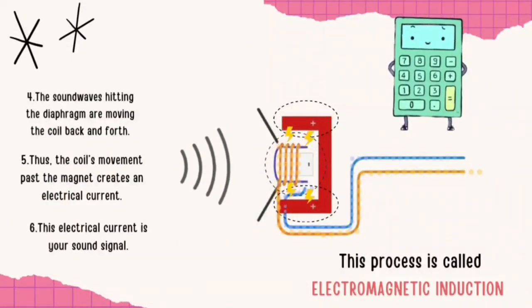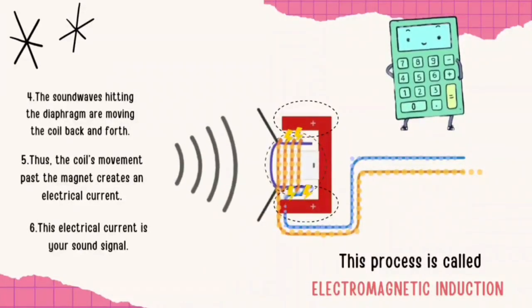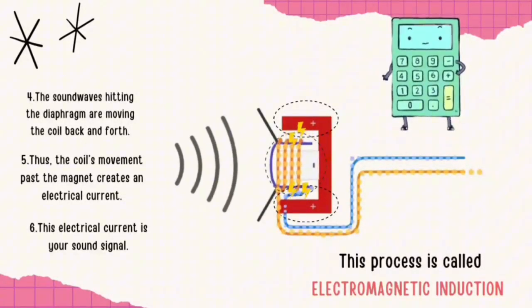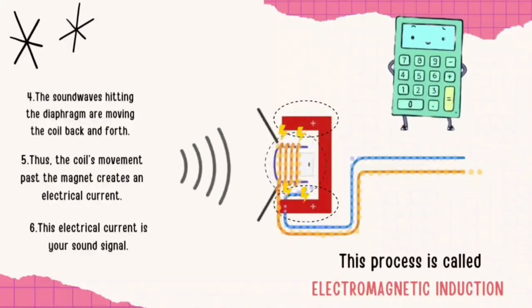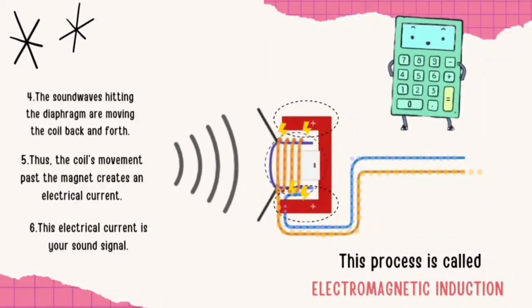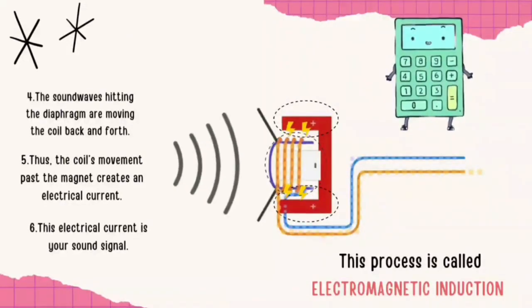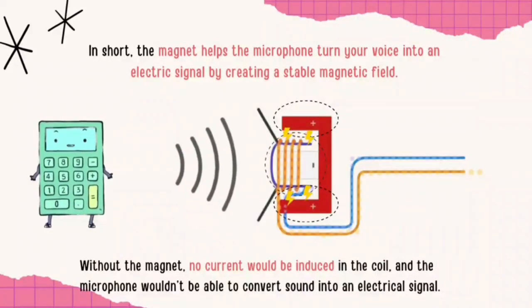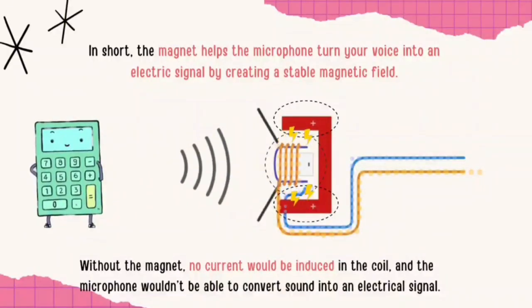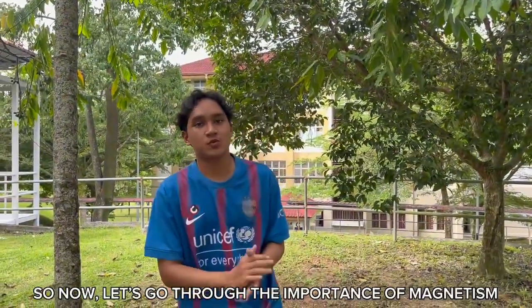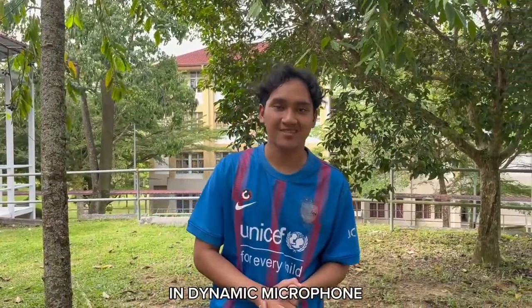When this happens, a small electrical current is produced in the coil. This process is called electromagnetic induction. But don't worry about the fancy term, just remember, moving the coil near the magnet creates electricity. This electrical signal carries the shape of your voice, and that's what gets sent to speakers or recording devices. So in short, the magnet helps the microphone turn your voice into an electrical signal, and that's how the dynamic microphone works. So now, let's go through the importance of magnetism in a dynamic microphone.